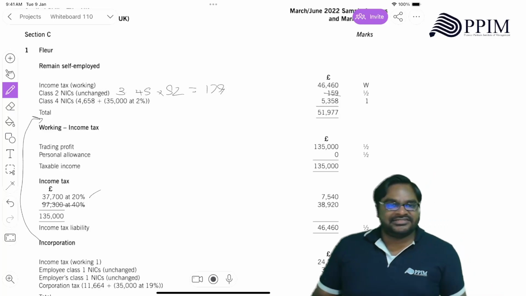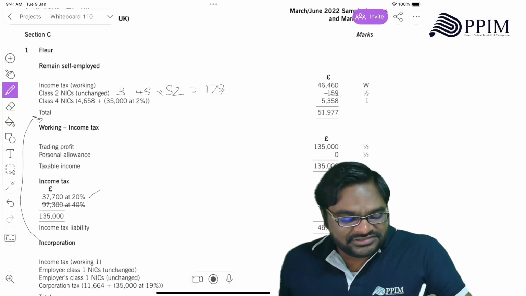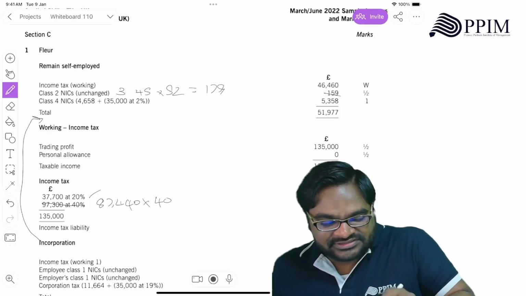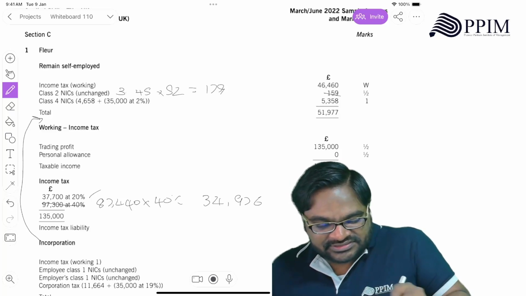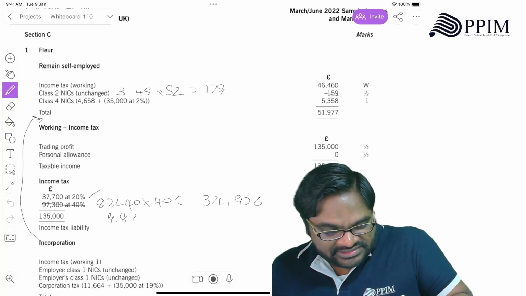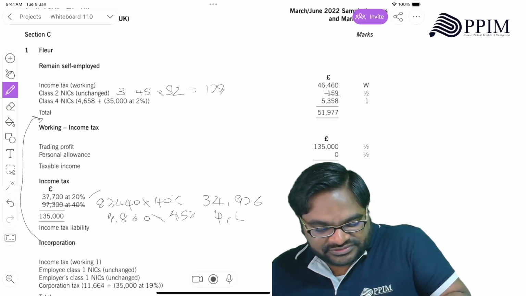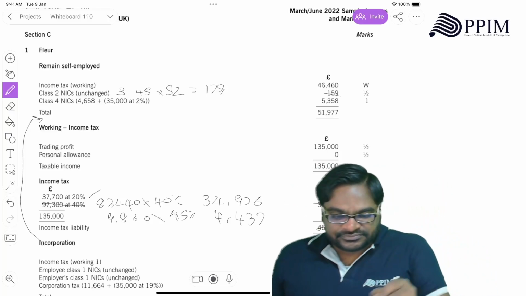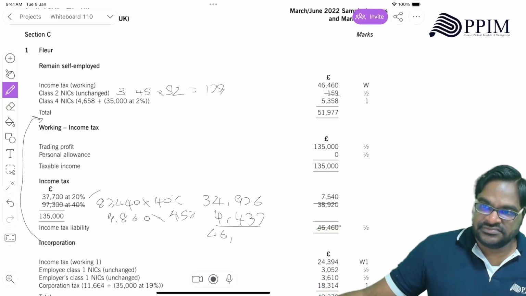So now she becomes what? An additional rate taxpayer. So 87,440 comes here, right? 87,440 into 40%. That is how much? 34,976. And the balance amount is how much? 9,860 into 45%. That is how much? 4,437. Then how much is the total income tax?